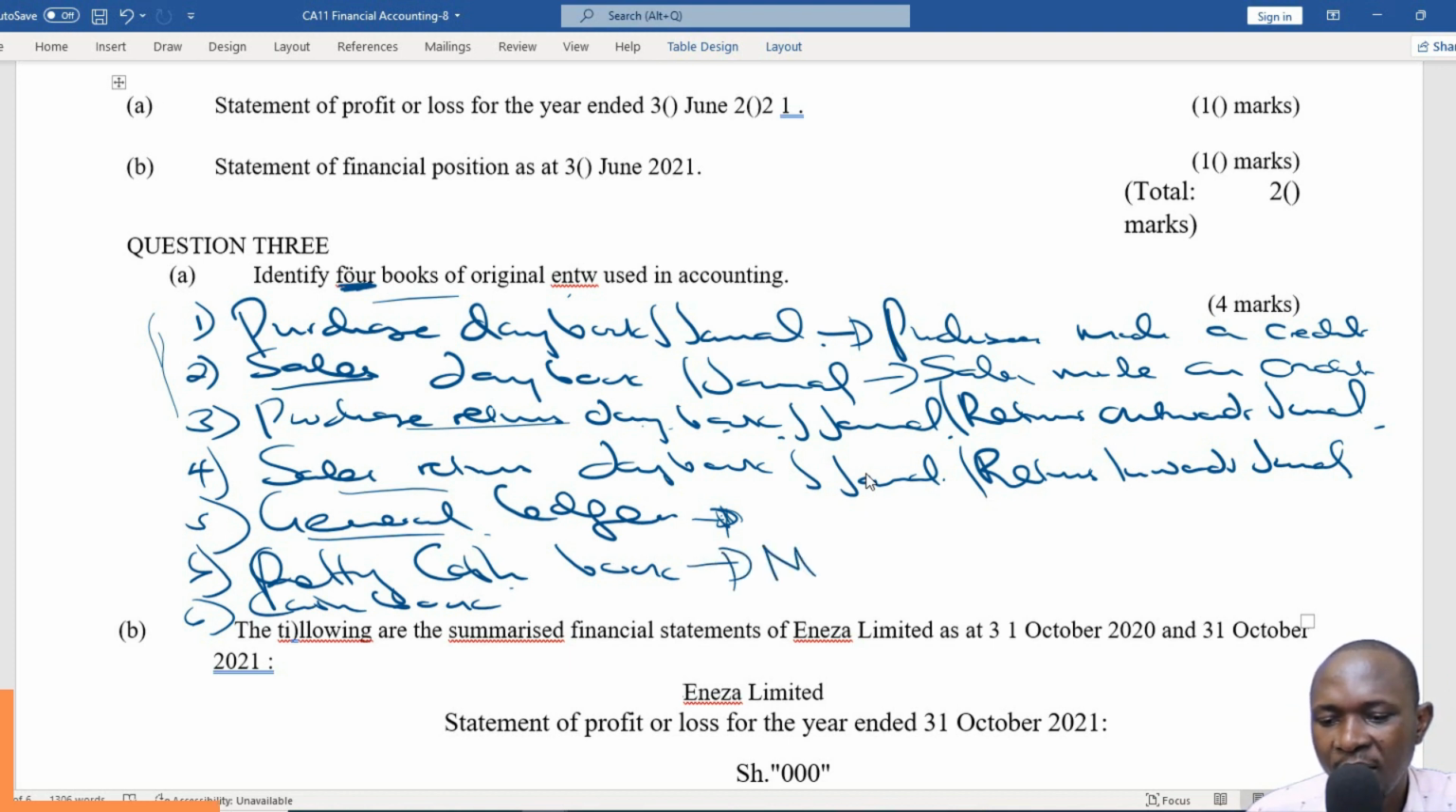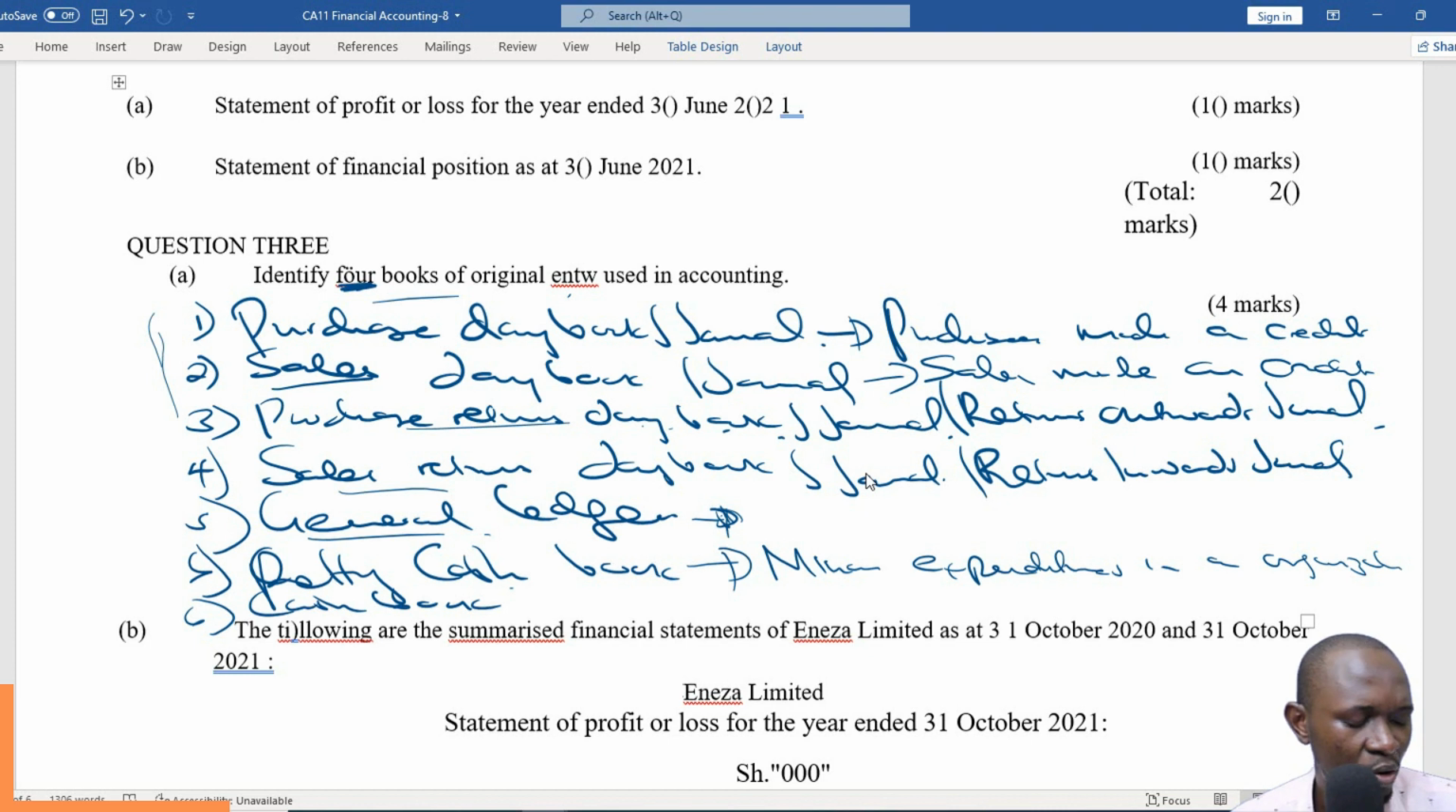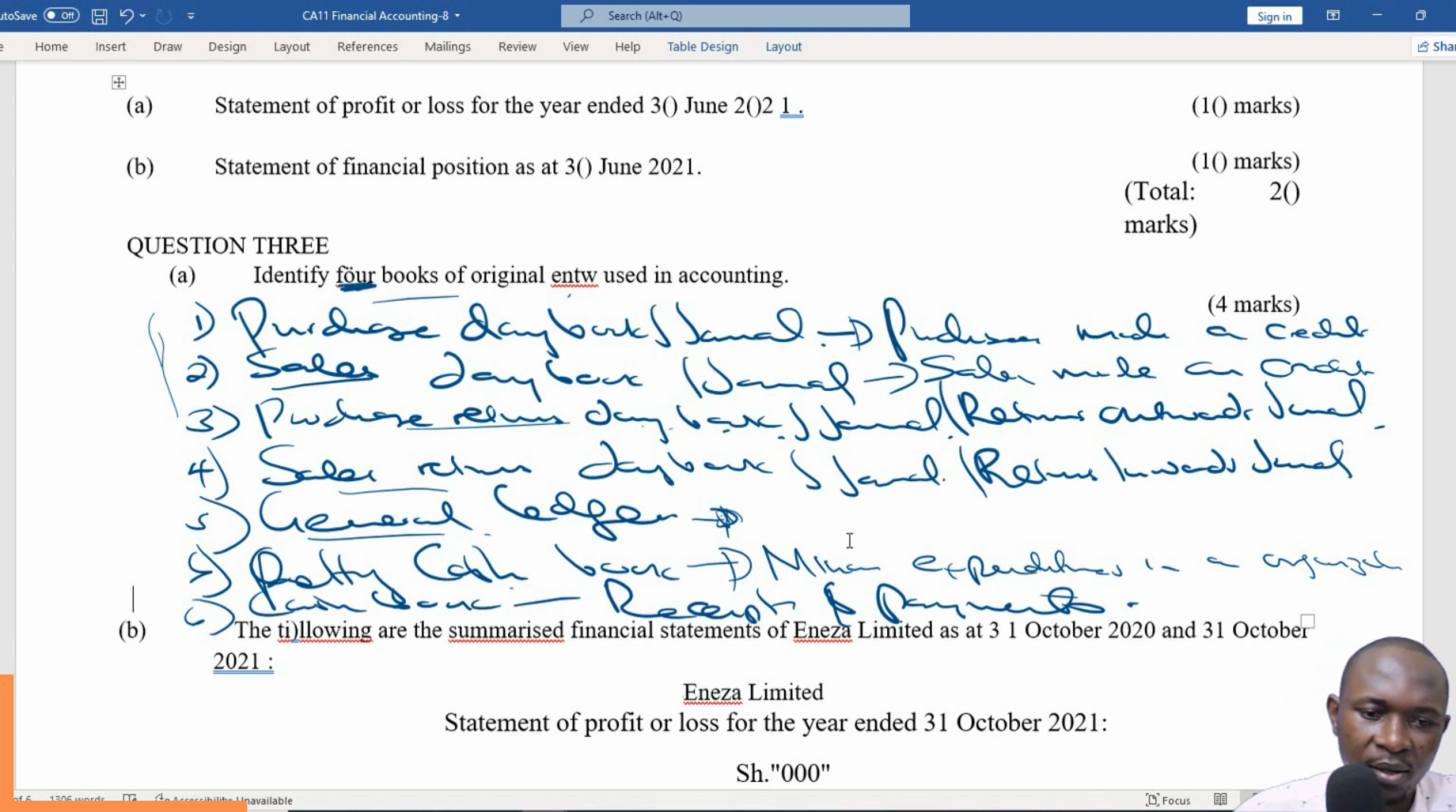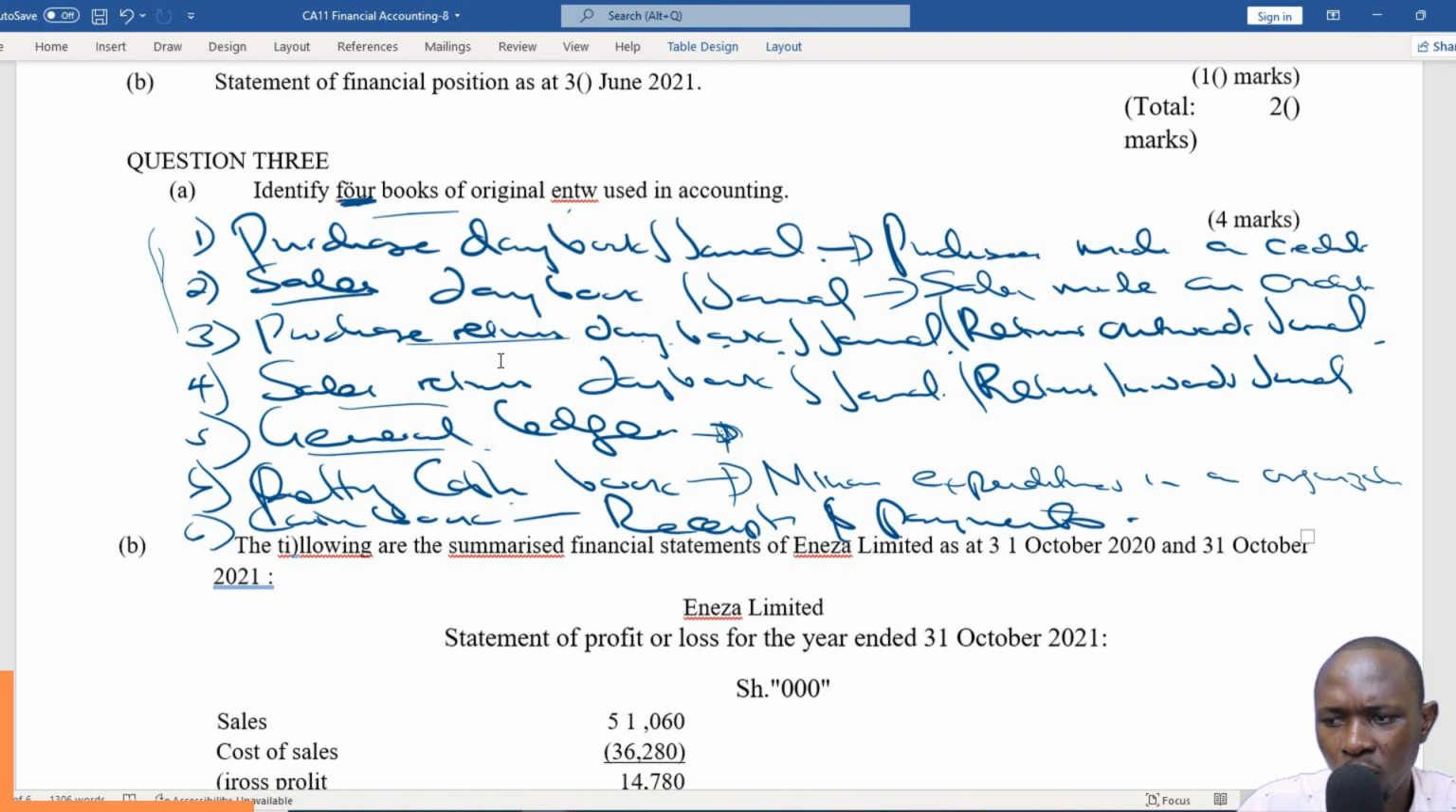Then petty cash book. This one records all the minor expenditures in an organization. It's very common for organizations to have small operational expenses here and there, and normally there's a petty cashier who is charged with that responsibility. So all the information of these minor expenditures will be charged to the petty cash book by the petty cashier. Then of course you have the cash book, which captures all the receipts and payments in an organization as and when the transactions take place. So just pick any 4 books from this, and you'll be good to go with this question.